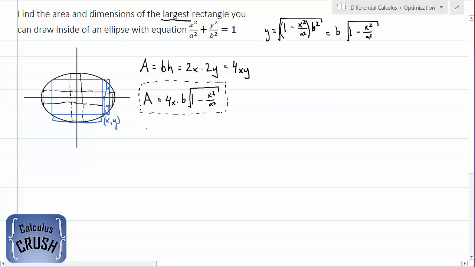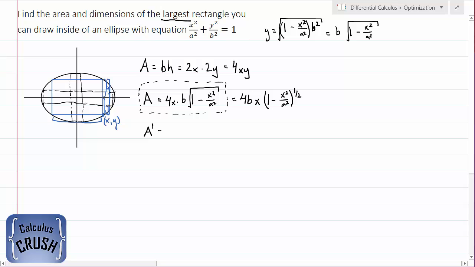Now what we need to do is calculate A prime. But before we do that, I'm going to rewrite this, getting rid of the root sign, and I'm going to put the b right at the front. So x times 1 minus x squared over a squared, and this is to the power of a half. The square root is the same thing as the power of a half. Now this is an easier way to write it if you're going to take the derivative. It's nicer to write it with square root signs, but when you take a derivative, you need to use the power rule. You need to have those powers in terms of fractions.